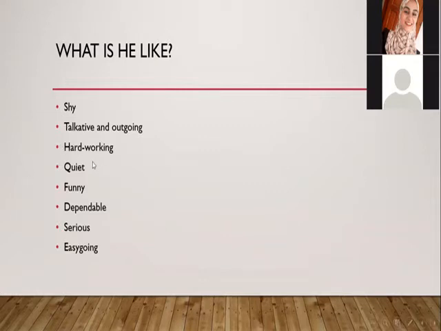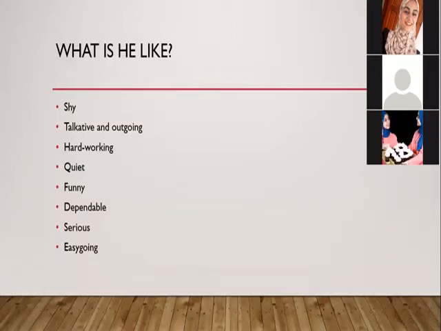Hardworking, when a person studies very hard, we say that they are hardworking, or they work very hard. Yes, kind of, yes. But it has a positive connotation, so it's a positive word. Quiet, so he keeps to himself. He doesn't really share his ideas much. Funny, dependable, you can depend on him or on her.